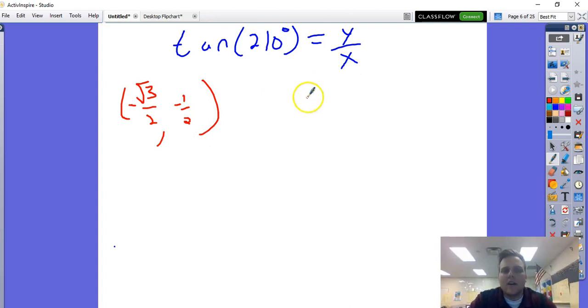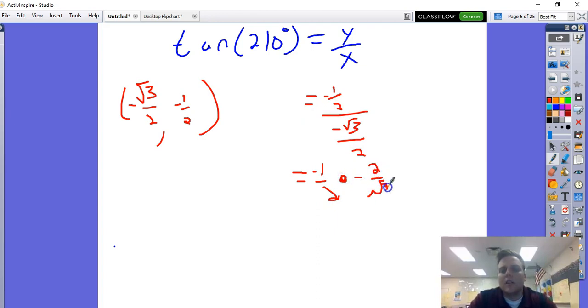So y divided by x is going to be equal to negative 1/2 divided by negative square root of 3 over 2. Well, what did we just talk about when we're dividing fractions? That's right, we keep the numerator, we change from division to multiplication, and we flip the denominator. So negative 1 times negative 2, the negatives make a positive, so it's just 2, over 2 times square root of 3. Now, the 2's get to cancel, but your numerator doesn't disappear, so you write 1 over square root of 3, because 2 divided by 2 is 1.